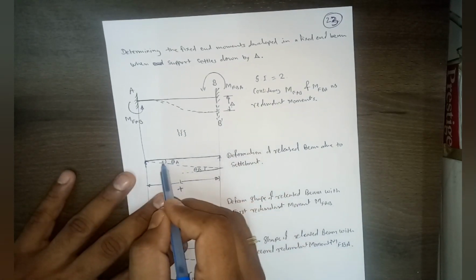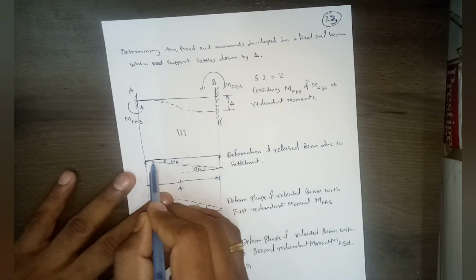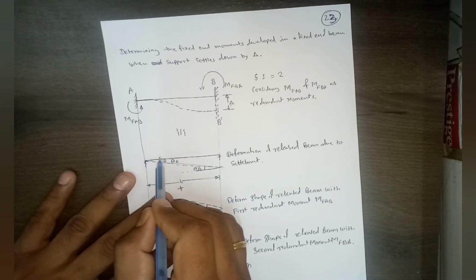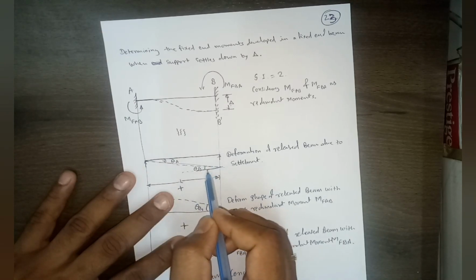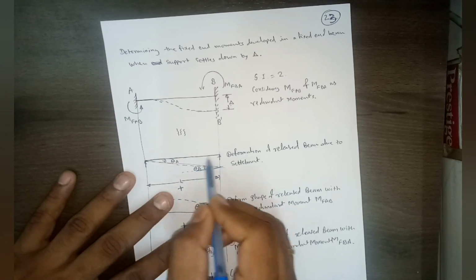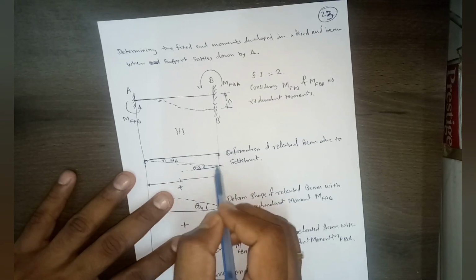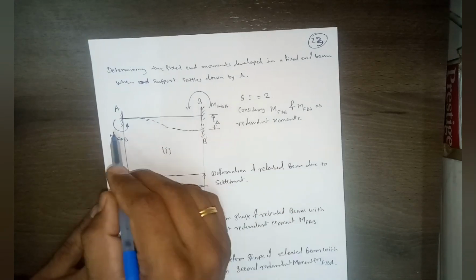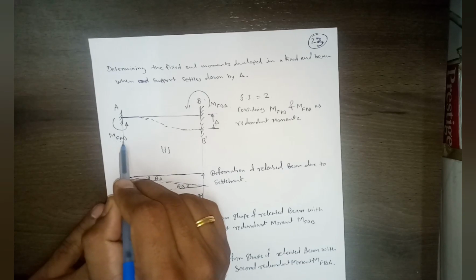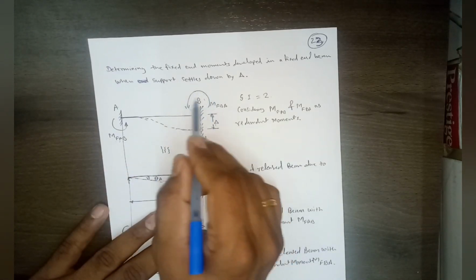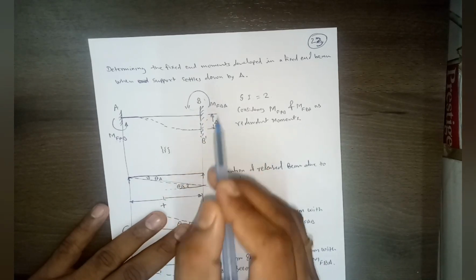If you see the released structure, we can understand the rotation here will be clockwise rotation. So to resist this clockwise rotation, the fixed moment will develop in the anti-clockwise direction. So that's how I have given these two directions. This is the clockwise moment at A, MFAB, and this is the anti-clockwise moment at point B, that is MFBA, right?